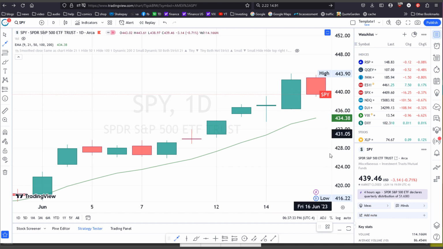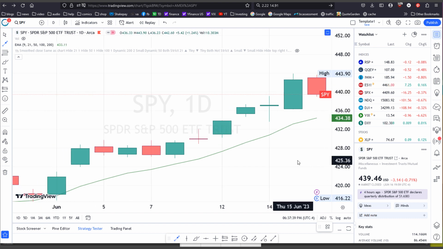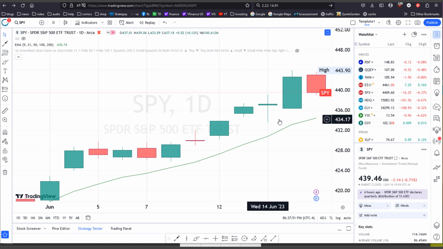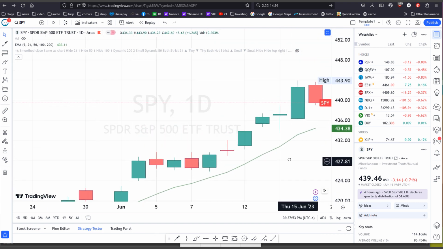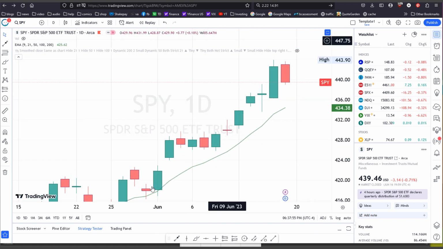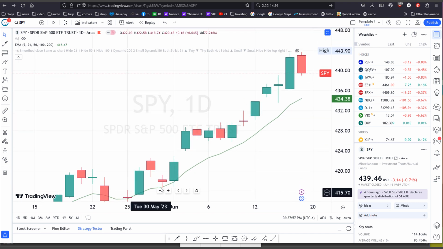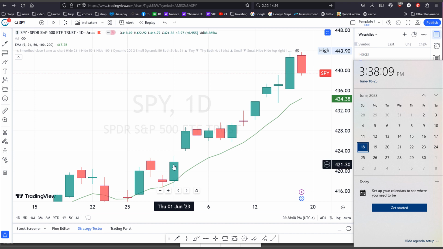But had I used it for the last couple of weeks, I think the results would have been pretty good because let's see how well this would have worked out over the last couple of weeks. So this is looking at the daily chart of SPY and let's just say the beginning of this month. So June 1st right here.